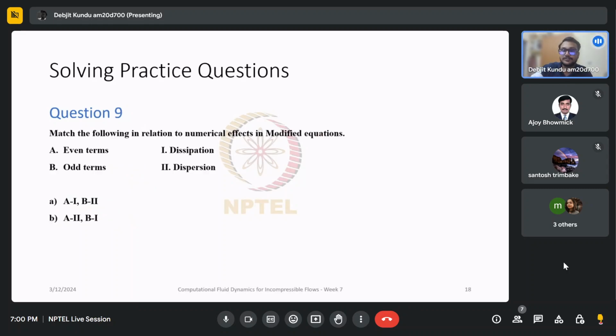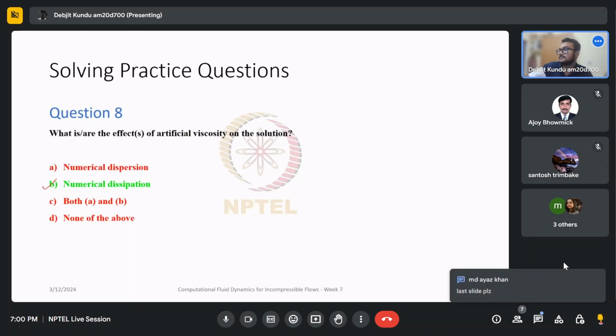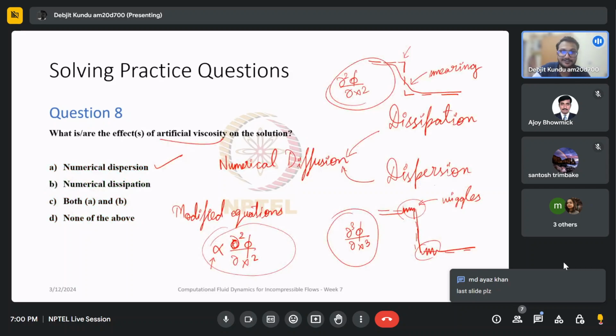We'll move on to question number 9 now. Let's go back. Sorry for creating the confusion. This is the right way of doing things. In modified equations, there will be second order terms as well as third order terms and higher order terms. All the even order terms, the coefficients of them, are known as artificial viscosity, and they cause problems like smearing, where a sharp gradient is spread over a region. And if there are odd order terms, they cause the problem of dispersion, which is the creation of wiggles around sharp gradients.